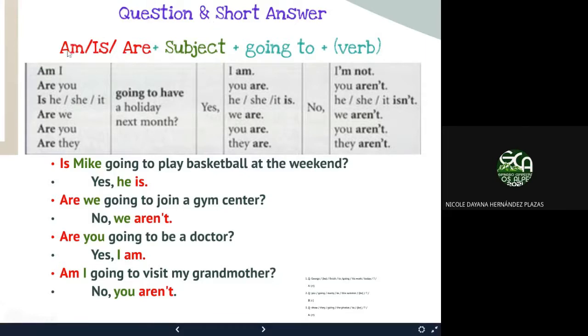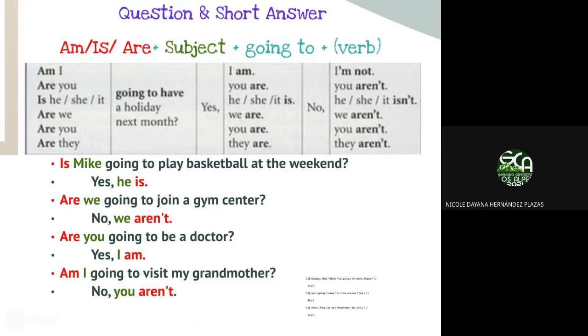How do you answer? Am I going to have a holiday next month? The answer: yes, I am. Or no, I am not. Respondes con el afirmativo o el negativo del verbo to be.